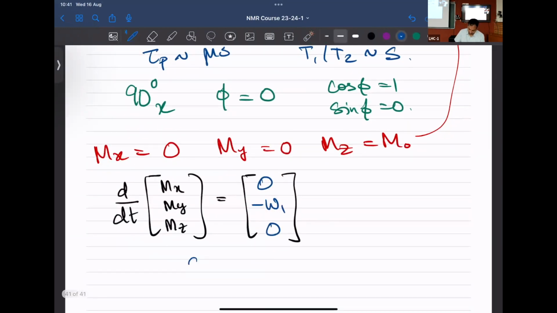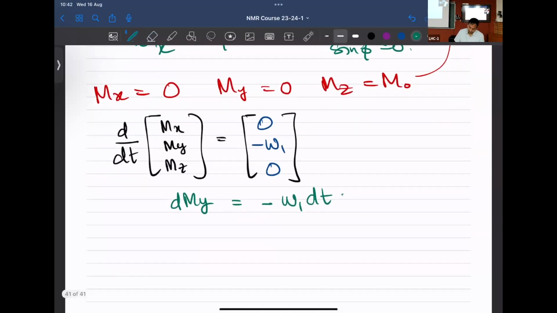Now you end up integrating it over the entire period of tau p. You are applying a pulse, right? You are allowed to integrate it from 0 to tau p. Is that true? Yeah. So I can always take things on the right side. Are you guys ready to accept x and z components are 0? Only the y component exists. So I can literally write this as dMy is equal to minus omega 1 dt. Right? Then what did I say? Integrate over 0 to tau p.